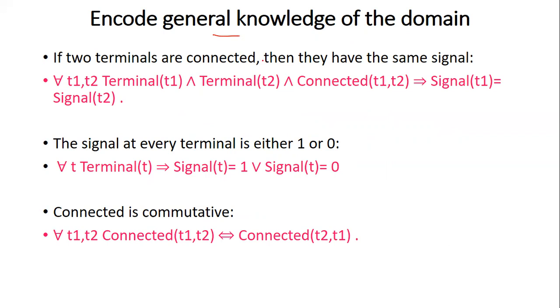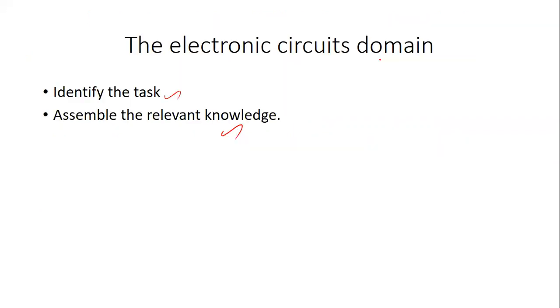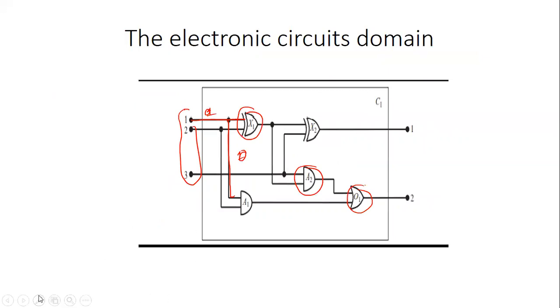So here, what is the general knowledge? Actually this requires a lot of thinking. So we have identified these as the general knowledge. This is one piece of general knowledge. It says that if two terminals are connected, then they have the same signal. So what does it mean? If two terminals are connected, then they have the same signal.